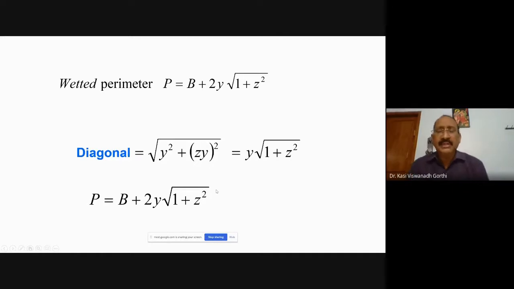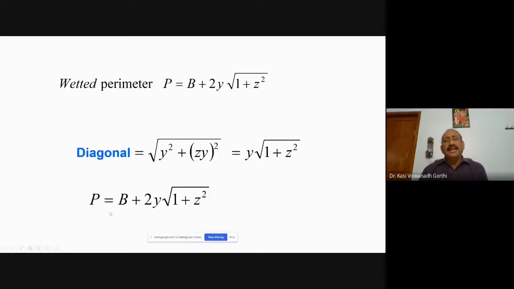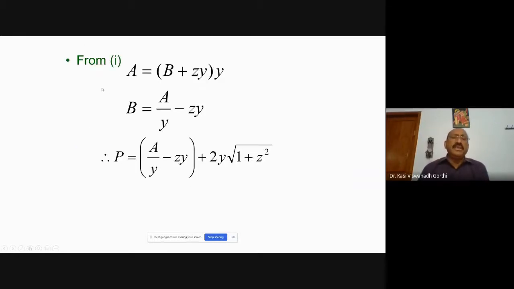Now you have computed the wetted area and wetted perimeter for the trapezoidal channel section. Wetted area you have computed as B plus ZY into Y. Wetted perimeter B plus 2Y root 1 plus Z square. From equation 1, wetted area A is equal to B plus ZY into Y, get the value of B from this equation. B is equal to A by Y minus ZY.